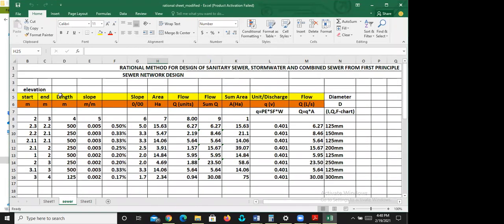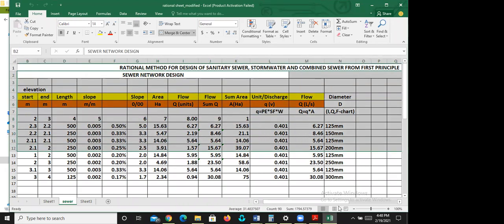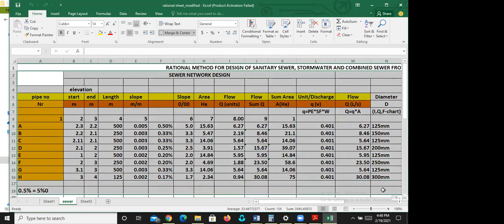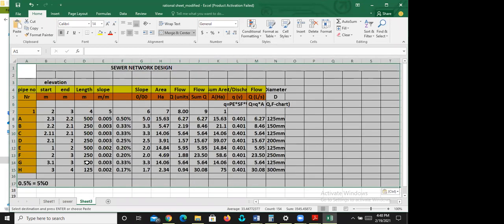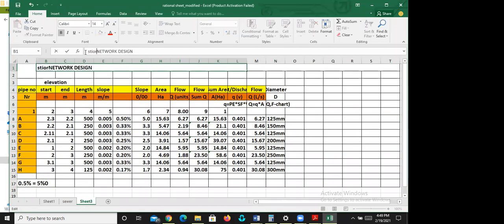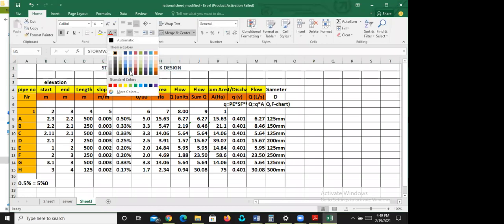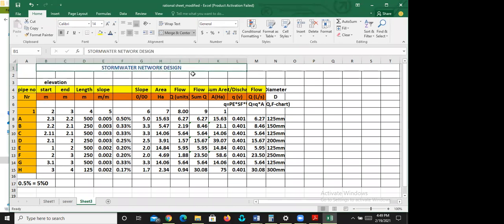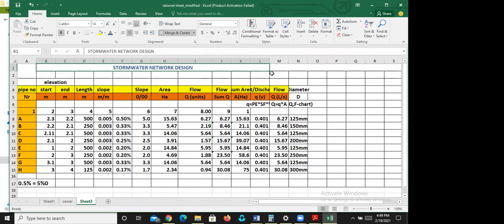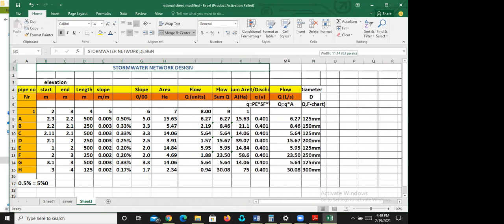I want to copy the whole of this into a new workbook. Control C. I'll click on the new workbook. Control V. And I'll name this one Stormwater, Storm Network. Any questions so far?